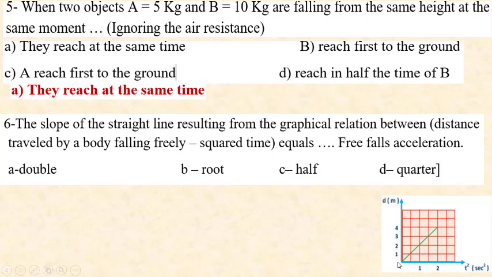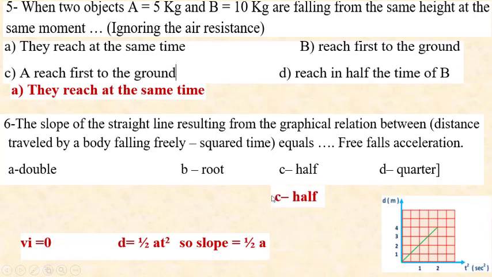The slope of this graph refers to the equation of motion. Suppose that Vi equals 0. So the second equation, d equals half a t squared. We draw the relation between displacement on the vertical axis, which is y, and t squared on the x axis. So the slope will be half a, then it will be half the free fall acceleration. So the answer is C.